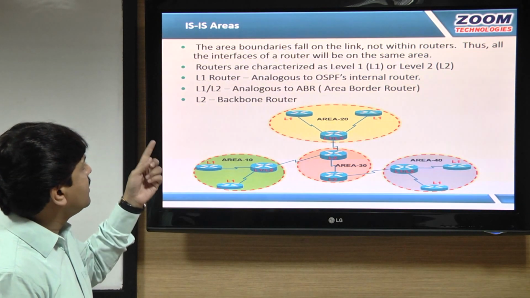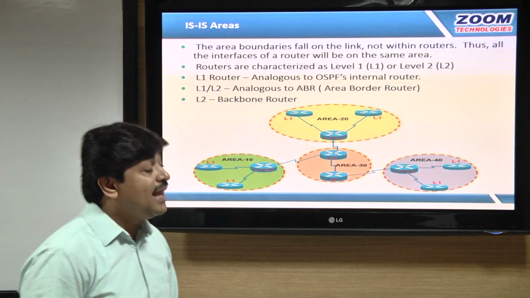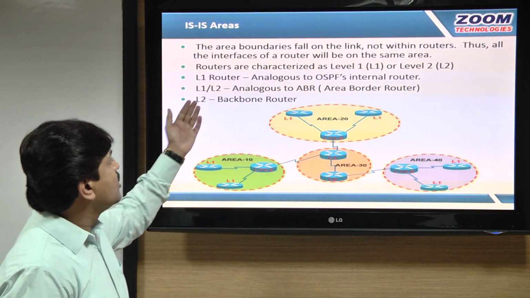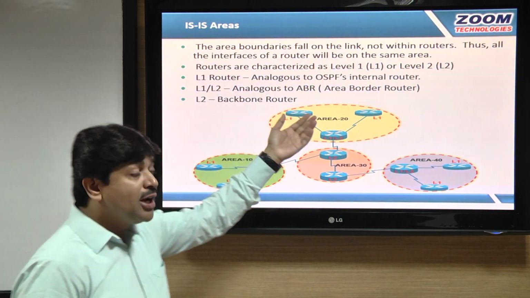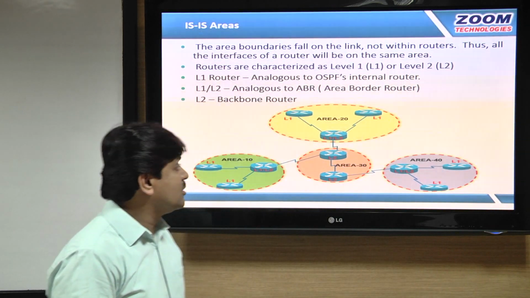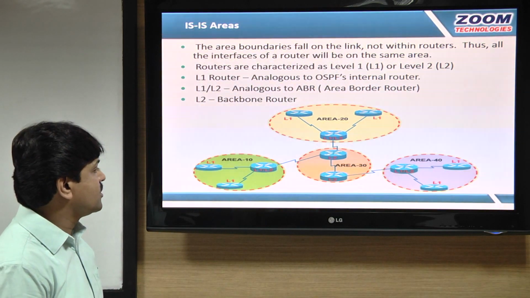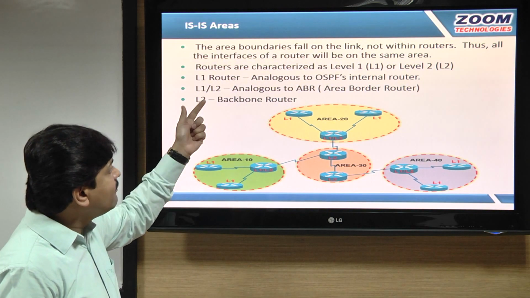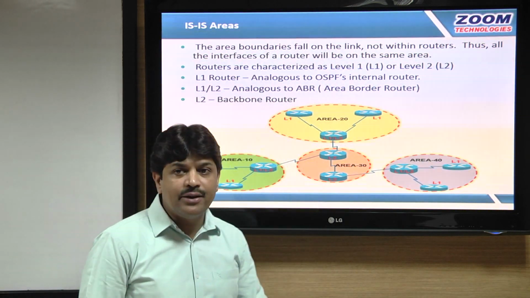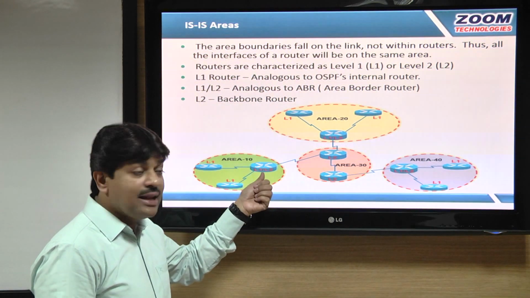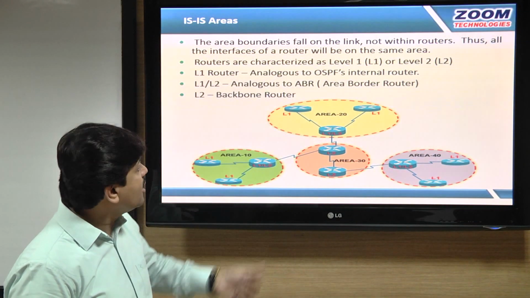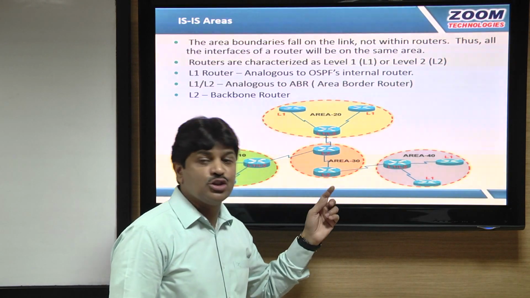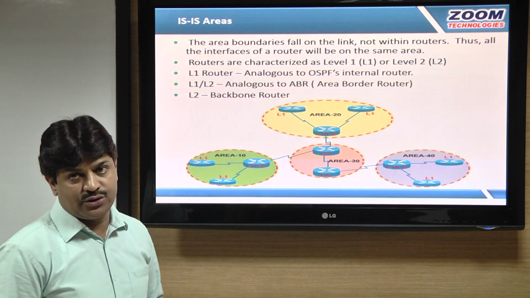Routers are characterized as Level 1, L1, and Level 2, L2 routers. An L1 router is analogous to an OSPF internal router. L1-L2 is similar to an area border router. L2 routers are like backbone routers, which are not connected to L1 routers.